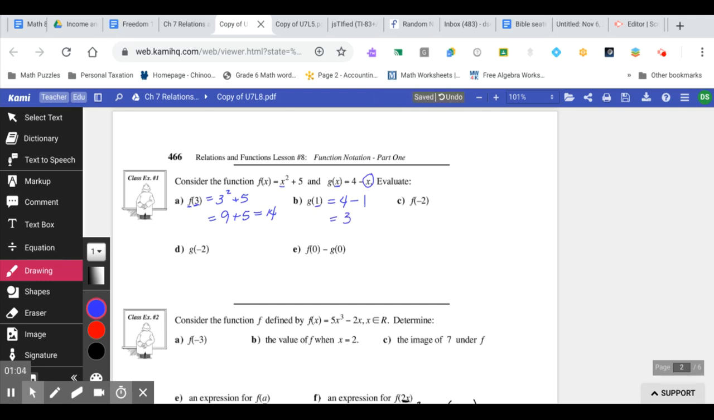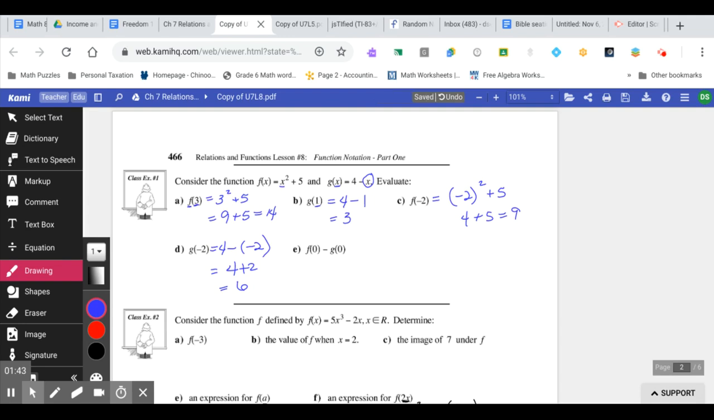Now, when it's a negative, we have to be a bit careful. Letter C says take the f machine. So plug the negative 2 into the f machine, which means I have to take the negative 2, square the whole thing. Notice my parentheses, and add 5. So I get 4 plus 5, which is 9. Okay? Letter D, g of negative 2. That means take your g machine, which is 4, minus your input, which in my case is a negative 2. So 4 plus 2 becomes a 6.